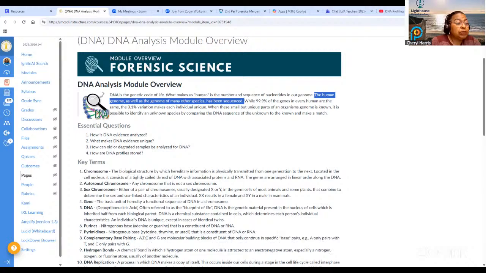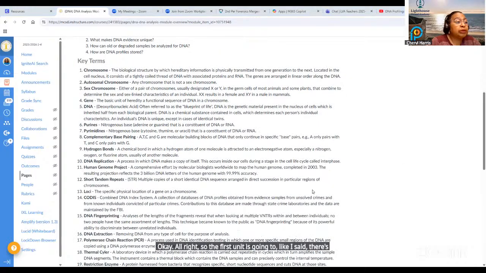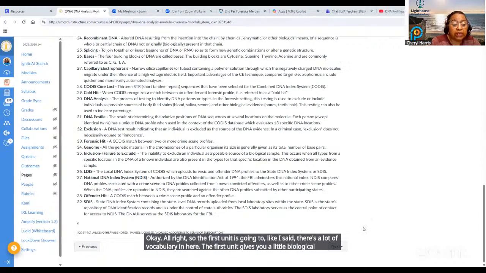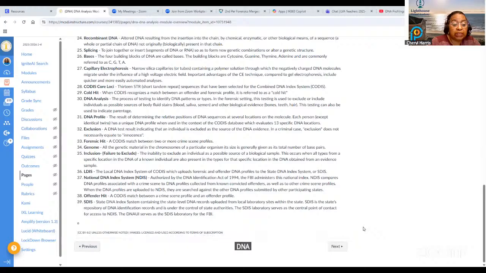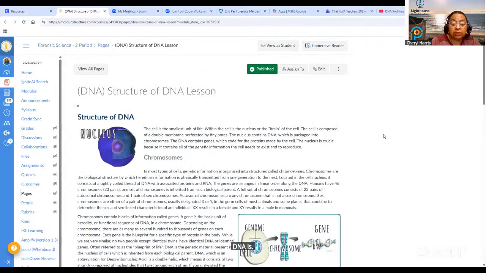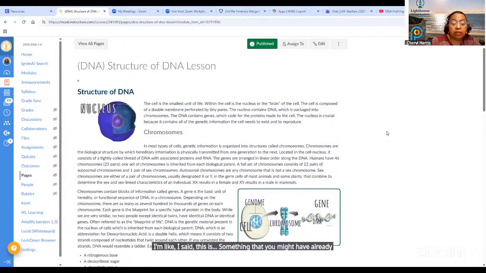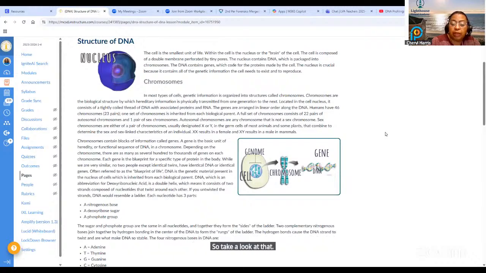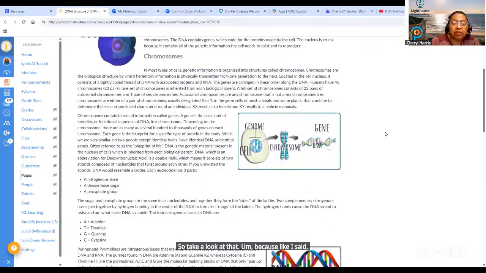All right, so the first unit has a lot of vocabulary in it. The first unit gives you a little biological background on what DNA is. This is something that you might have already remembered from biology, so this is a quick review. So take a look at that, because this is basically biology background information.